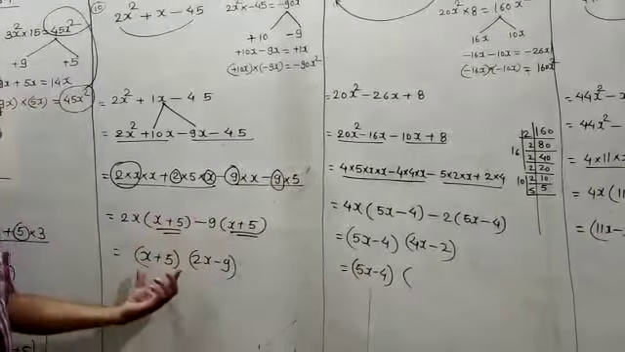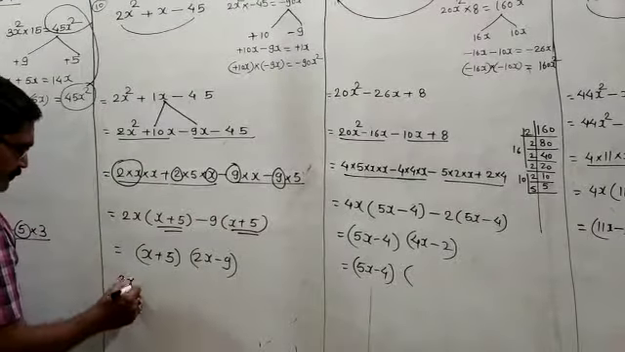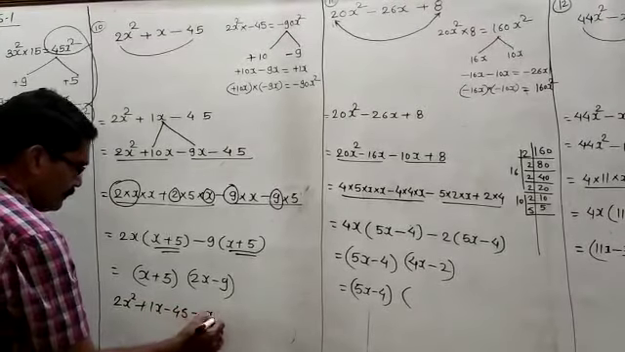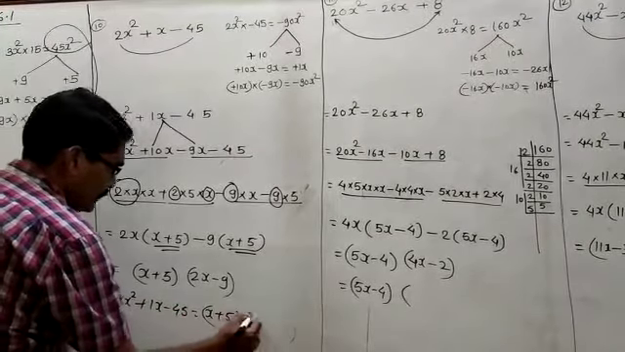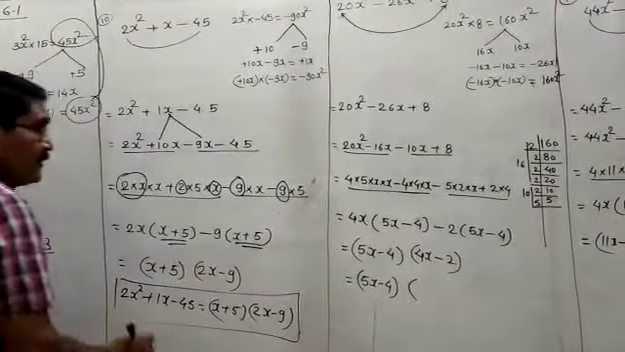So x plus 5 you have to write in one bracket and 2x minus 9 in another bracket. So 2x² plus 1x minus 45 is equal to x plus 5 in one bracket and 2x minus 9 in another bracket. These are the factors of this algebraic trinomial.